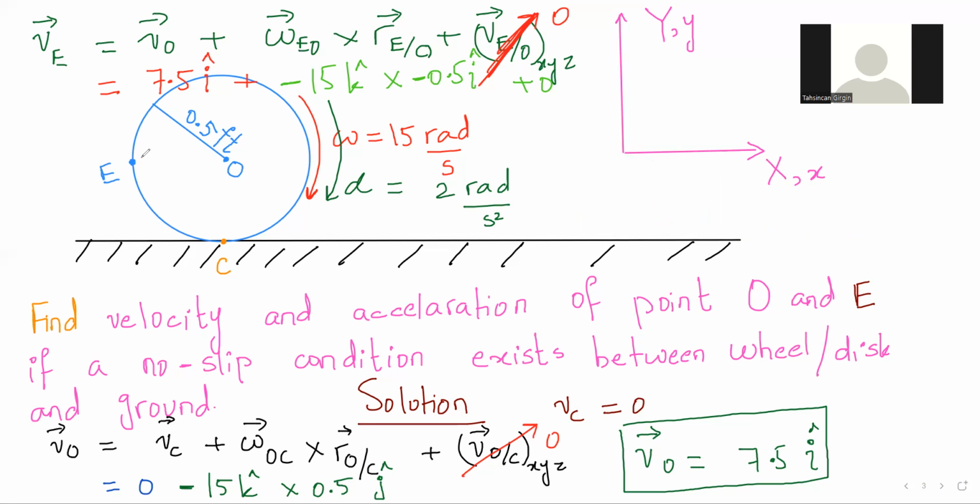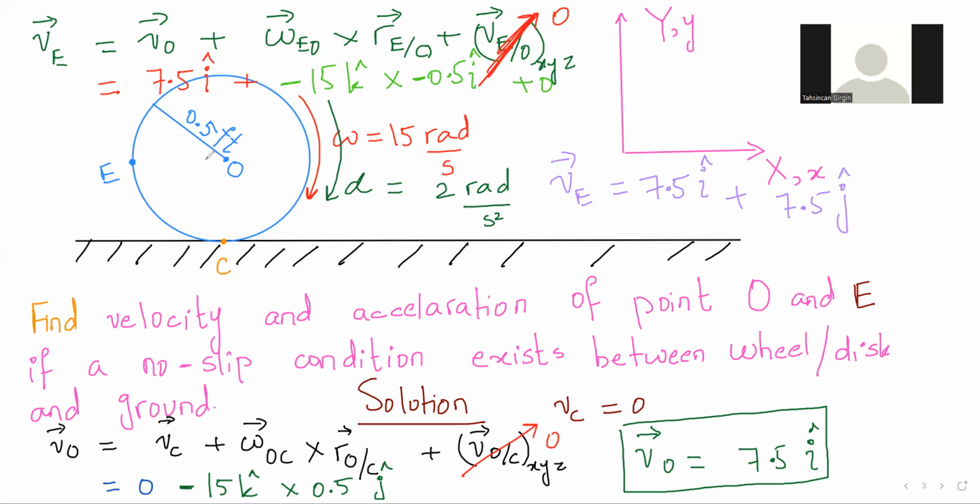Okay, give me the answer. You already found it? Okay. VE comes out to be 7.5 I. K cross I is J. So plus 7.5 J. Does it make sense? Yes. Why? Because it's going right. Good. I will actually make the diagram.